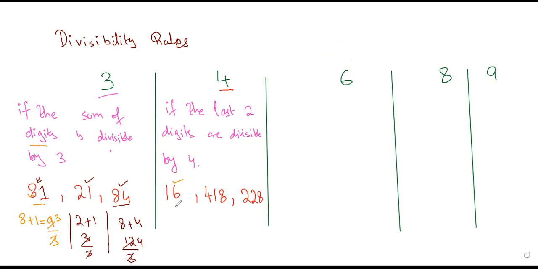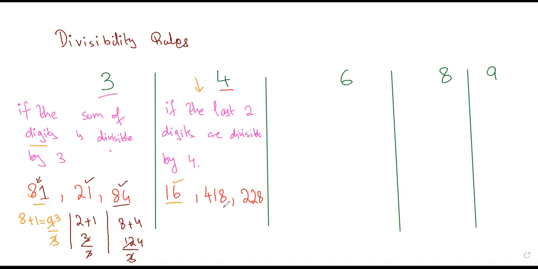Yes, ma'am. Okay. Now we need to check for 16. They are saying last two digits, 1 and 6. These are the last two digits. We know that 16 comes in the table of 4. So yes, this certainly is divisible by 4. But this rule is basically more useful in 3-digit numbers, right?